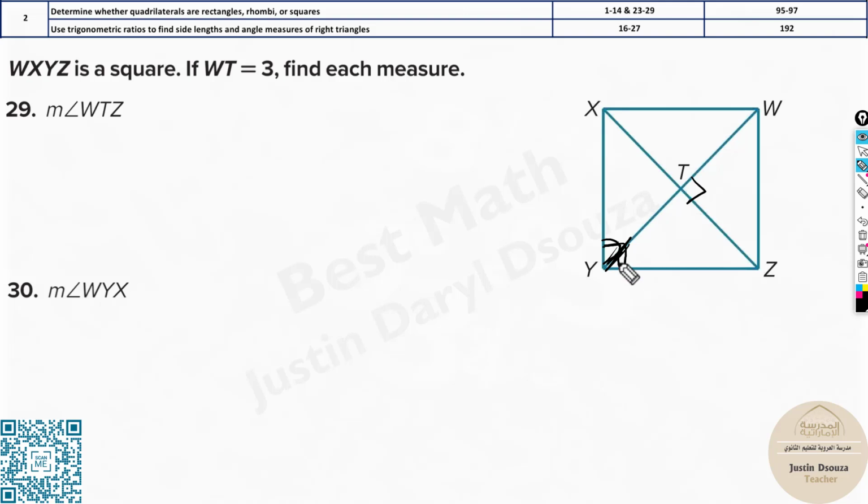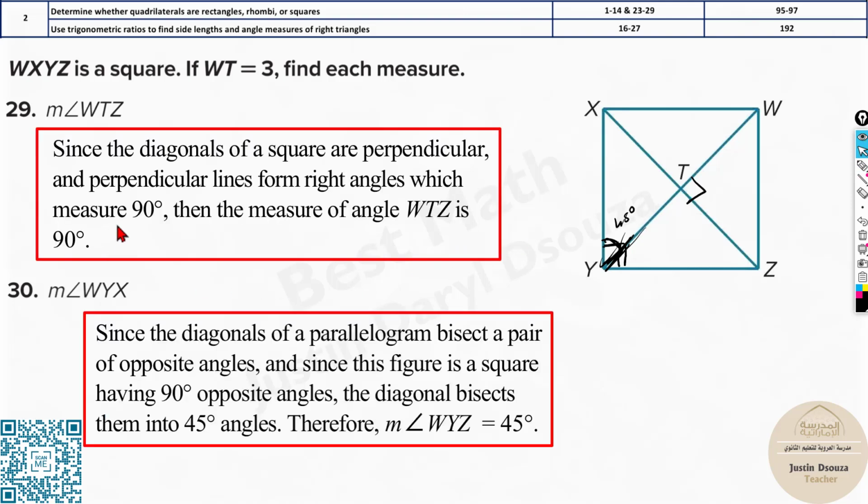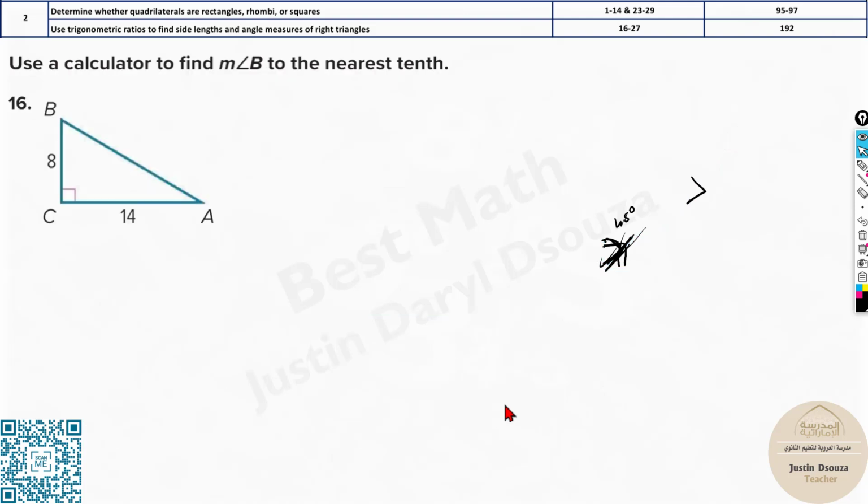WYX, isn't it? This is 90, so since this diagonal is bisecting, it will be half of 90, that is 45 degrees only. So the answer is 45. Over here it's 90, over here it's 45.